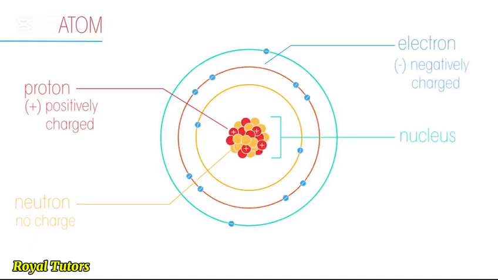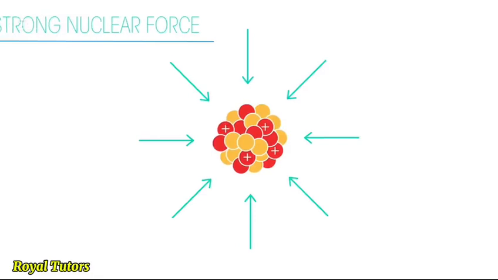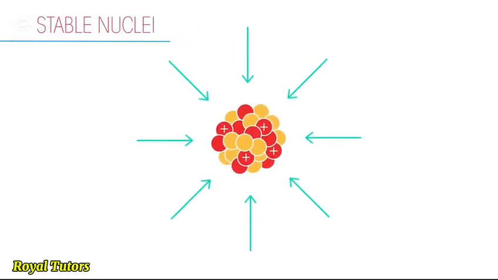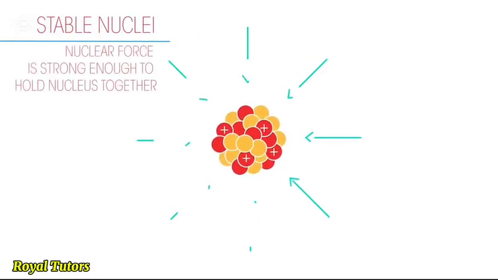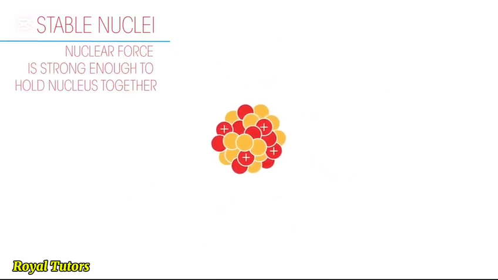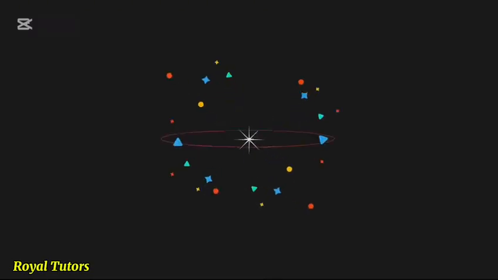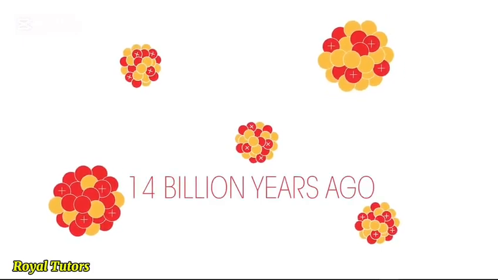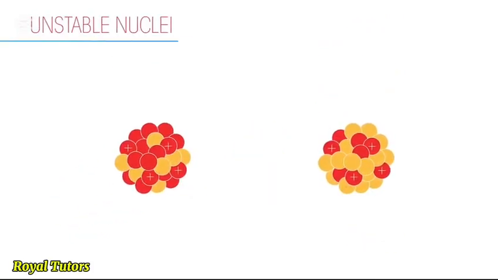A strong nuclear force holds the positive protons and neutral neutrons together in the nucleus, and is what determines if a nucleus is stable. In stable nuclei, the force is strong enough and has sufficient energy to hold the nucleus together permanently. Most of the nuclei formed during the Big Bang nearly 14 billion years ago are still in existence today, but not all nuclei are stable.